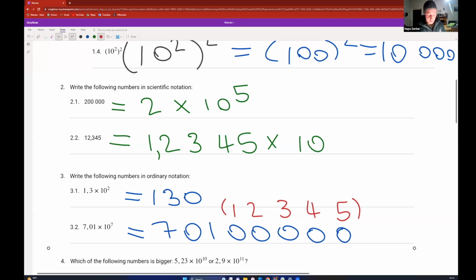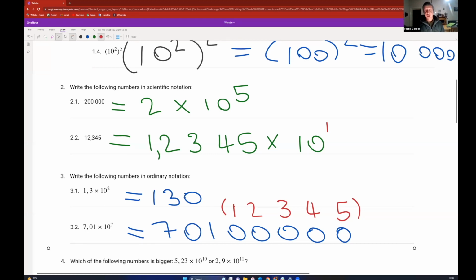Then for number 2.2, it's 12,345. Then we just move the comma up 1, and when we move a comma, it means we have to multiply by 10, okay? We move the comma 1 space, so we only have to multiply by 10. It's as good as saying 10 to the power of 1, okay? Because we only had to move 1 space.